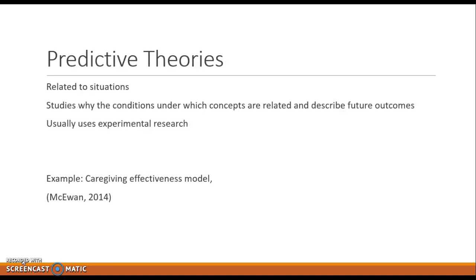Then we get into predictive theories, which are related to situations. They try to study the connection of how concepts are related and then try to describe future outcomes, that is, try to predict what will happen if it happens again. Usually they use experimental research. Some examples are the caregiving effectiveness model.